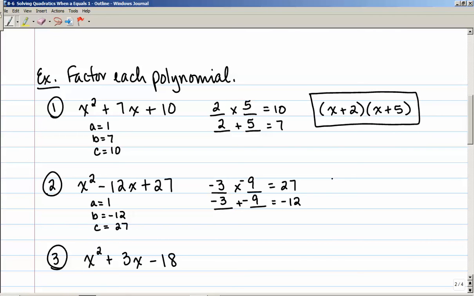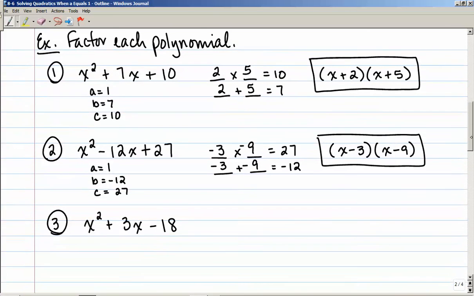So I'm going to put those into the parentheses with x, but this time I'm going to do an x minus 3, because it's like saying x plus a negative 3, and an x minus 9. And that is the factored form of my original problem, x squared minus 12x plus 27.